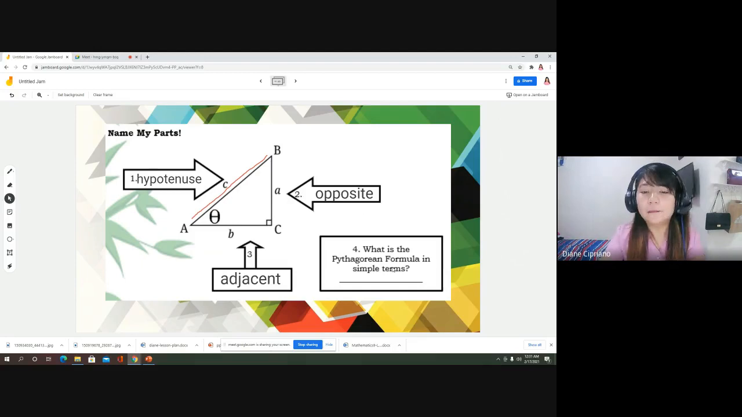But we still have question number 4 here. What is the Pythagorean formula in simple terms? Anyone here who can still remember the Pythagorean theorem? Yes, the Pythagorean theorem: c squared is equal to a squared plus b squared, where c is the hypotenuse and a and b are the other sides of the right angle. Let's proceed with the next slide.